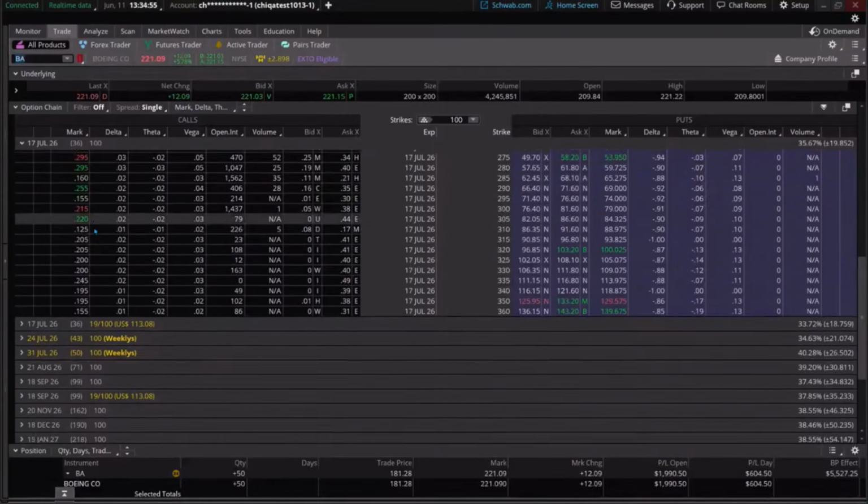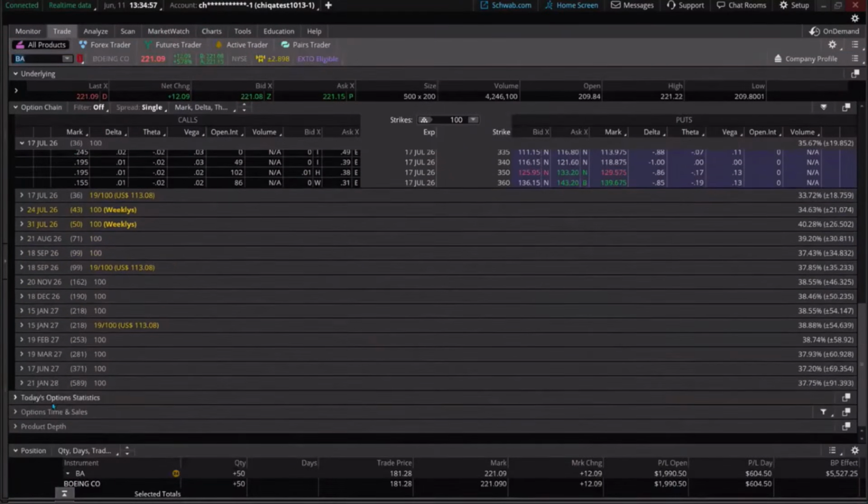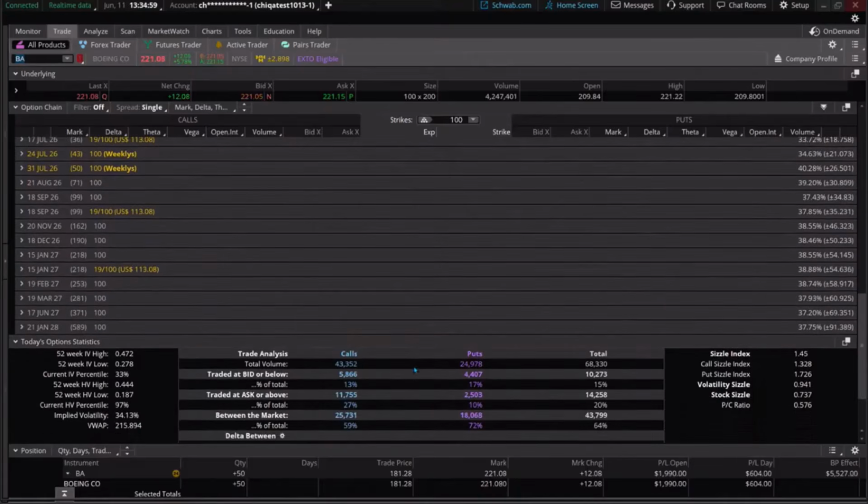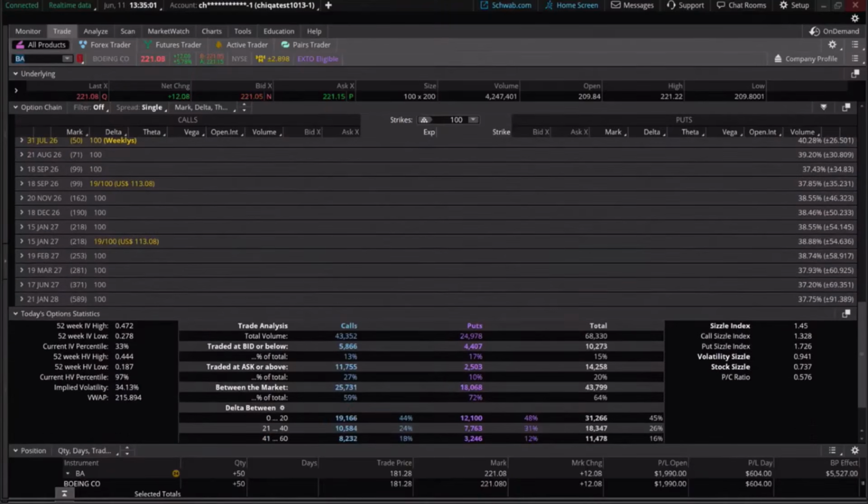But we want to review this here. So let's go into the options just to show one built-in tool. Today's option statistics. It does give us that implied volatility range. Look at that right there, 52-week IV high and 52-week IV low. And where is it at right now? It's at 33%. There's the high for Boeing, there's the low, it's at 33.